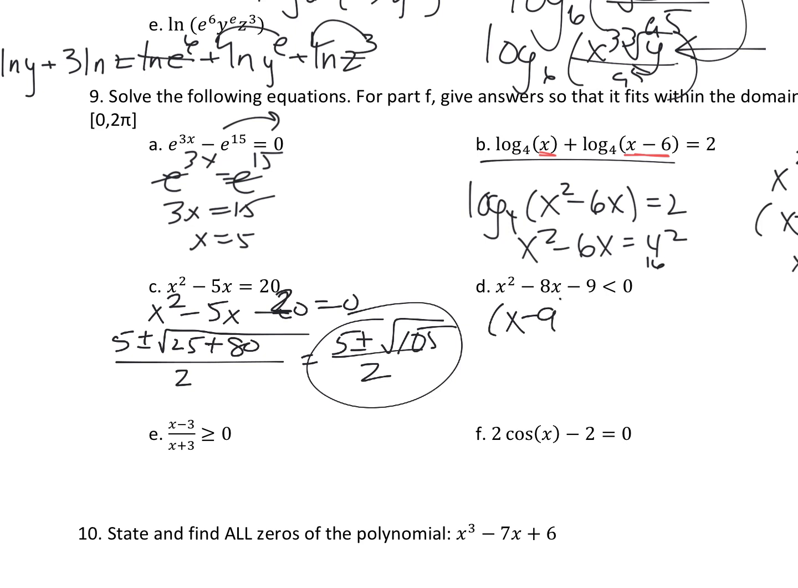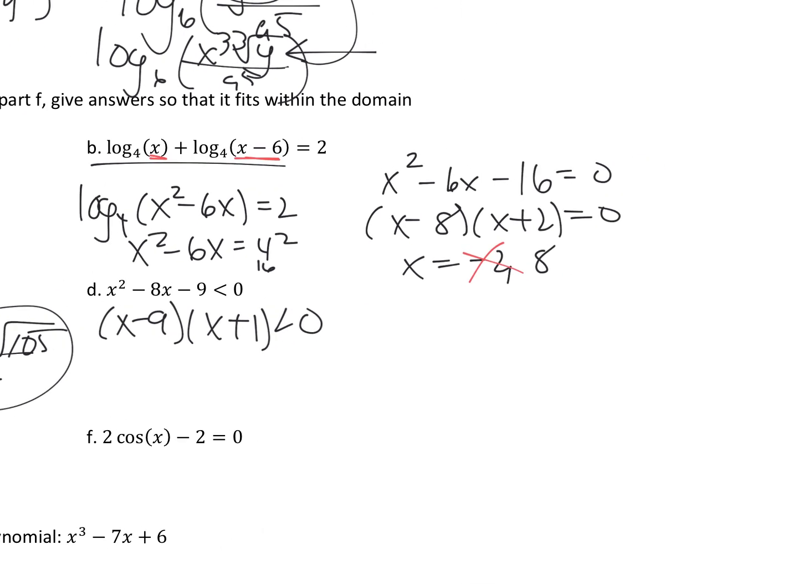Here we factor to x minus 9, x plus 1. It's less than 0. Now remember, with something like this, this would be negative 1, this would be 9. I need to test those points. So I think it's just easier than trying to manually come up with answers.